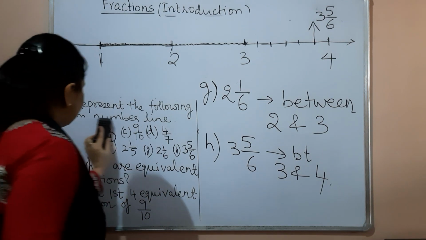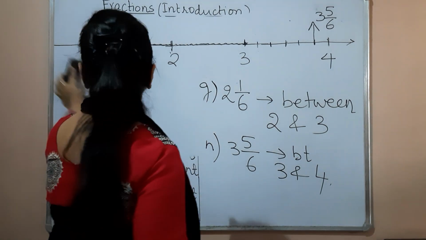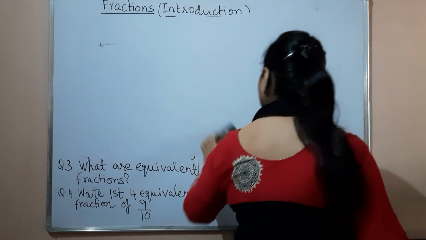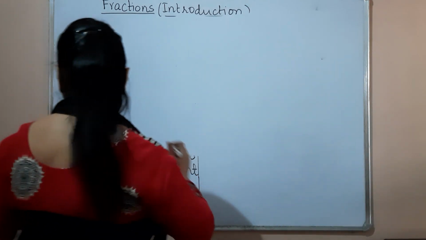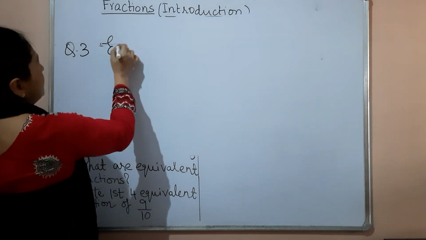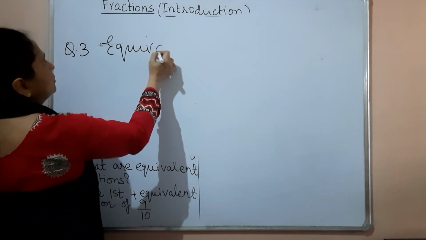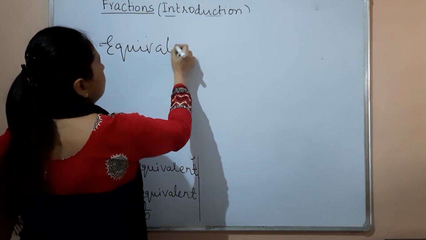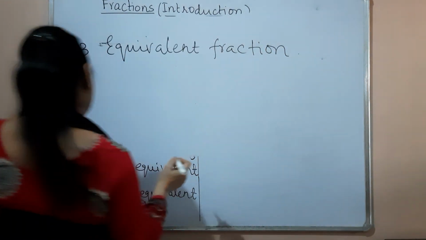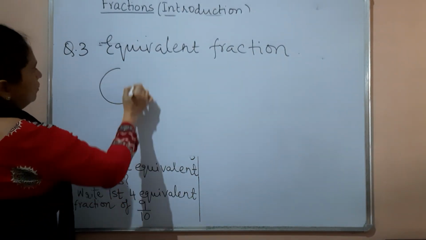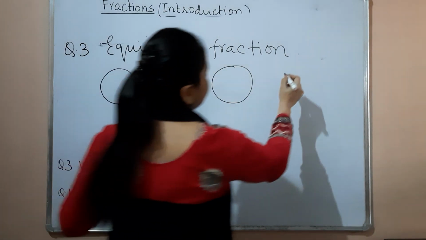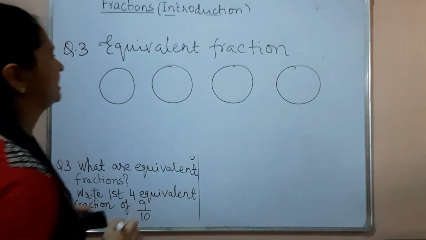Now next is question number 3. Our last question, question number 3, is what are equivalent fractions? Equivalent fractions. All right. Now suppose we have 3 cakes, or say 4 cakes of equal size.